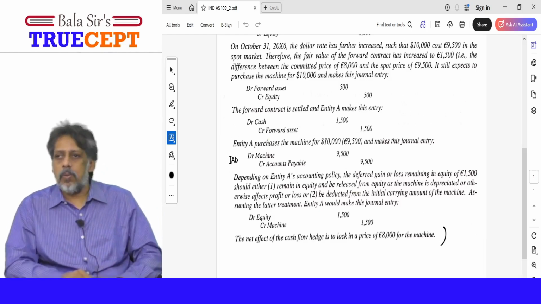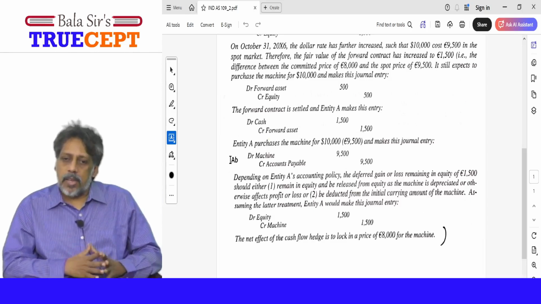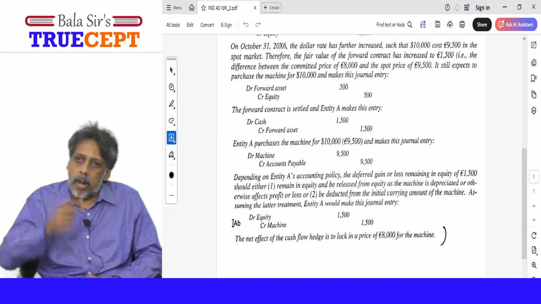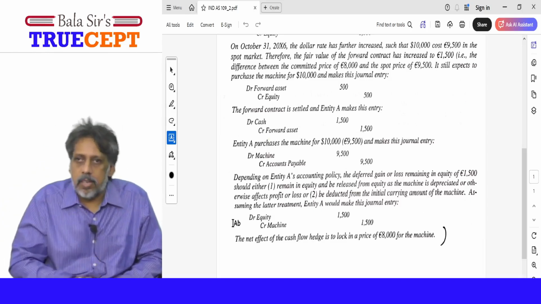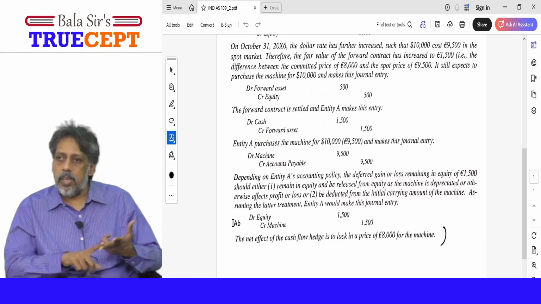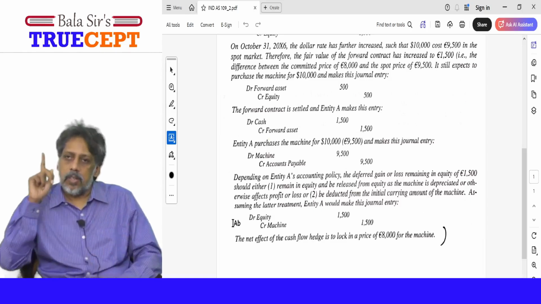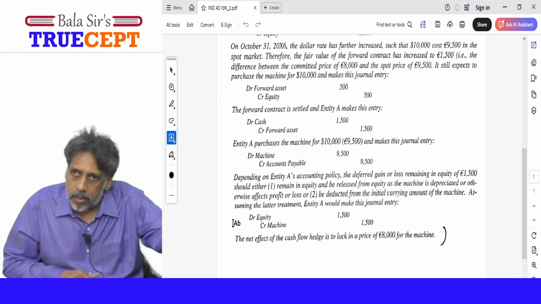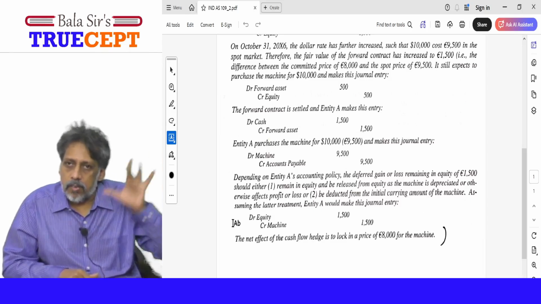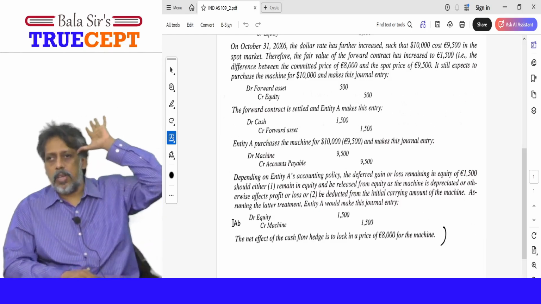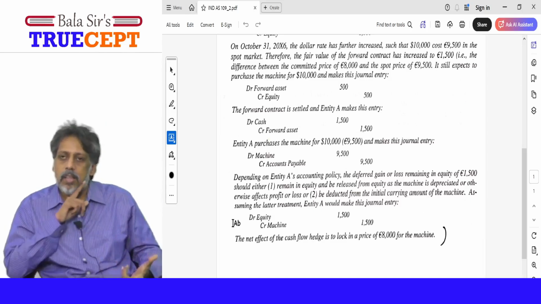What I will do: that OCI reserve, the cash flow reserve, will not be taken to P&L. What you have to do is reduce it from the machinery. Exactly. For that, what is the entry? You debit the cash flow reserve, that is equity, to machinery account. How much? 1,500. Now there, see, you debited 9,500, and now you're crediting 1,500. Now what is the net value of the machine? It is 8,000 euro, right? Got it? Yes, sir.